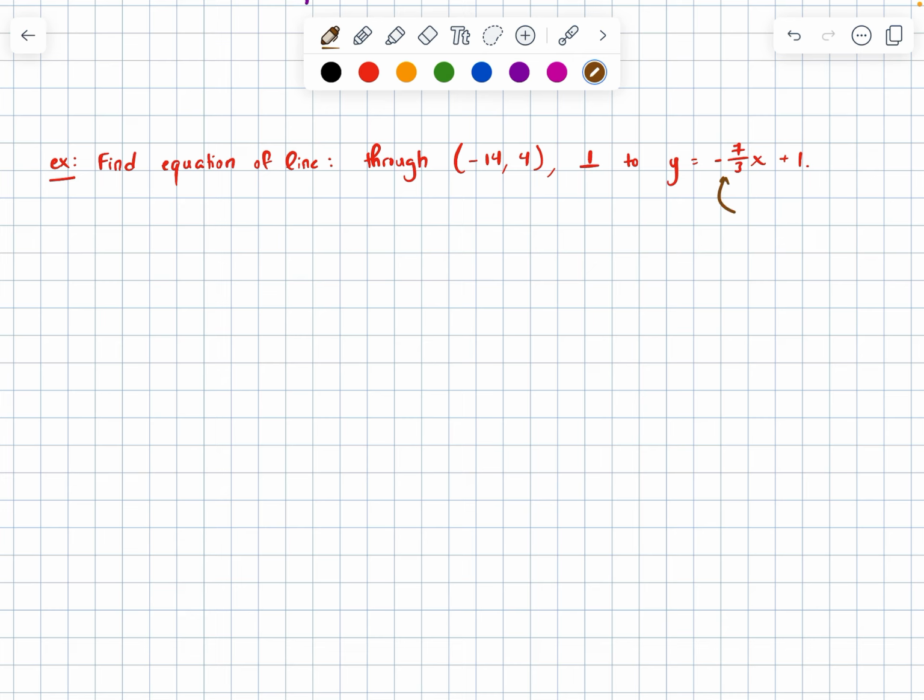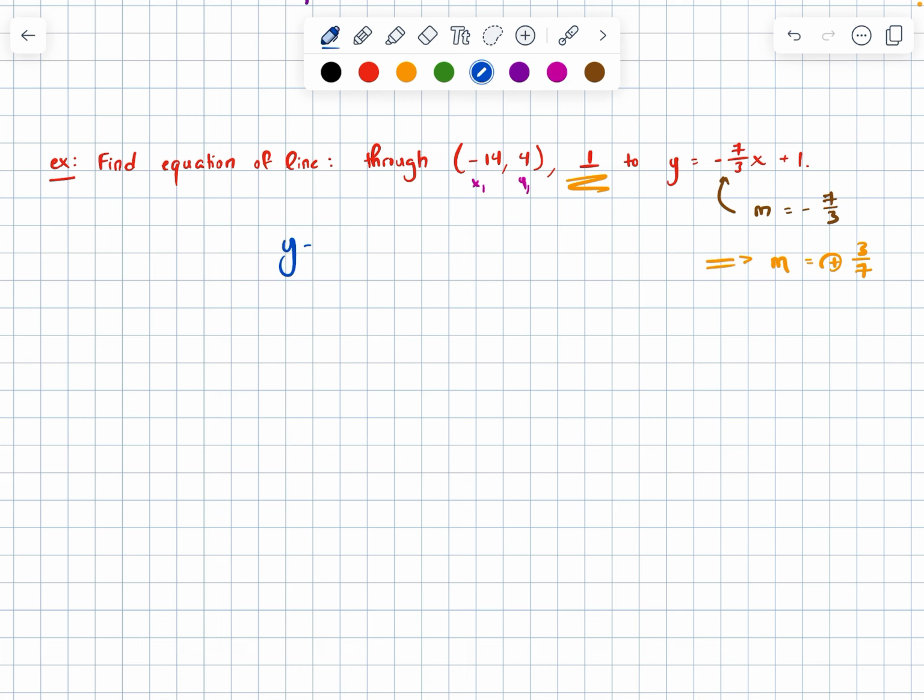Okay. So once again, I know that the slope of this line, notice it's already in y equals mx plus b. So my slope here is negative 7/3. But my line is perpendicular. So its slope needs to be the negative reciprocal. So I'm going to take it, flip my sign from negative to positive, and flip my fraction from 7/3 to 3 over 7. Now I've got everything that I need to plug in to point slope form.